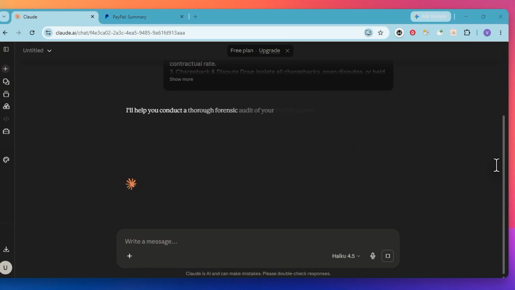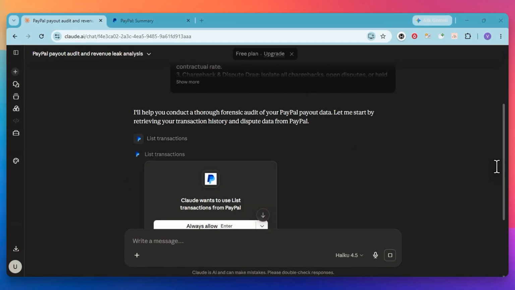By outputting these findings in a structured executive brief with visual risk markers, you can immediately see where your money is going and fix any discrepancies. Using this method saves hours of manual spreadsheet work and ensures your finances are airtight.